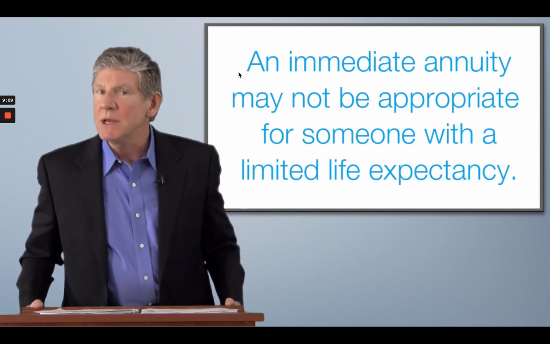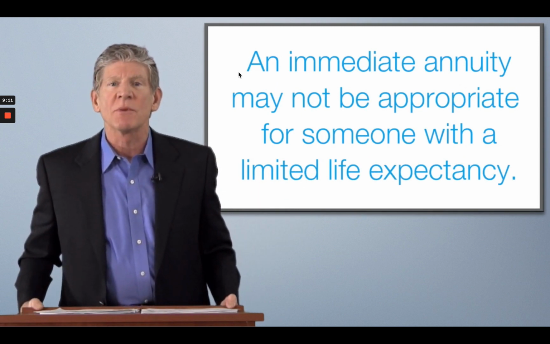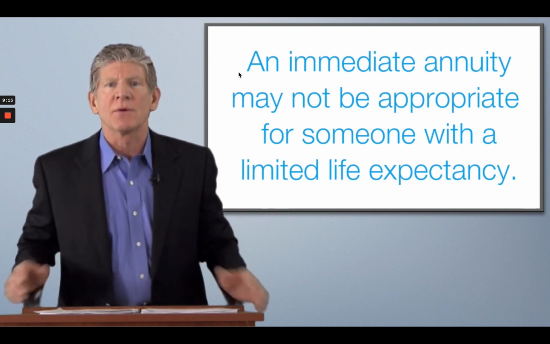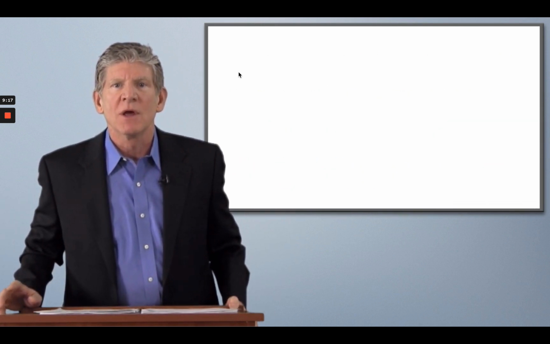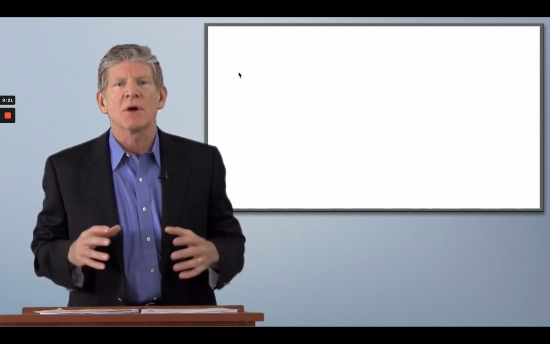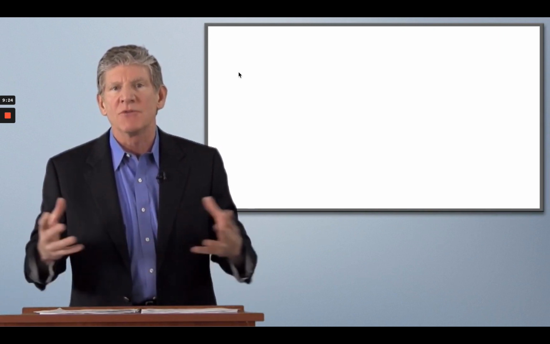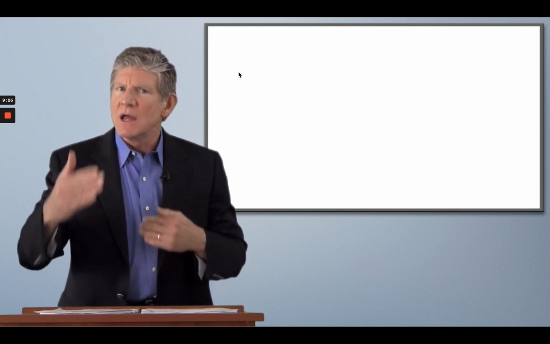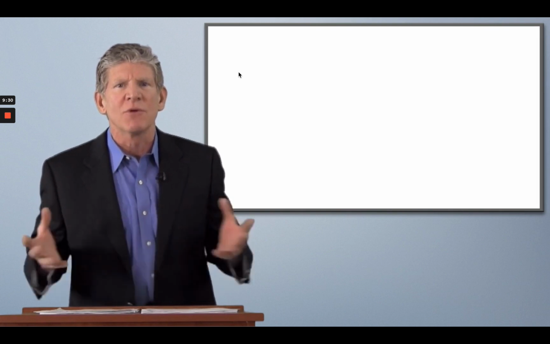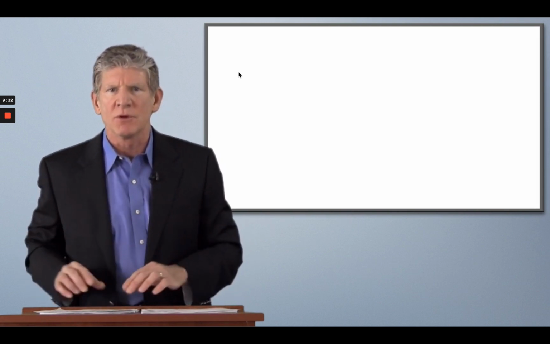Quite simply, an immediate annuity may not be suitable for somebody with a limited life expectancy. I realize that there are annuity payment options that have guarantees built in, but you want to make sure that when you're speaking with a customer and they're talking about annuitizing an annuity or buying an immediate annuity, and there's a life expectancy question there, everybody is fully aware of what's involved with the annuity options selected.